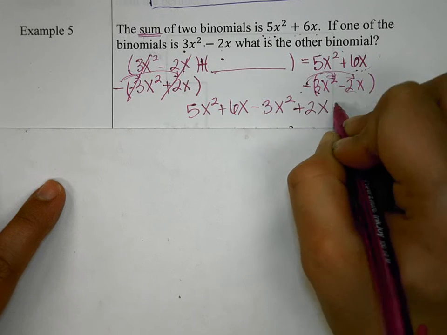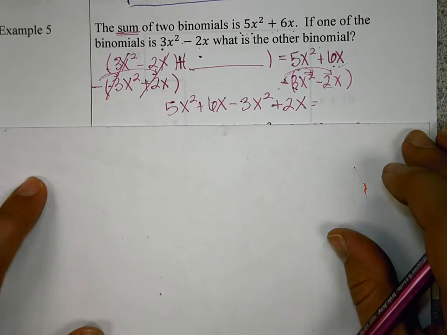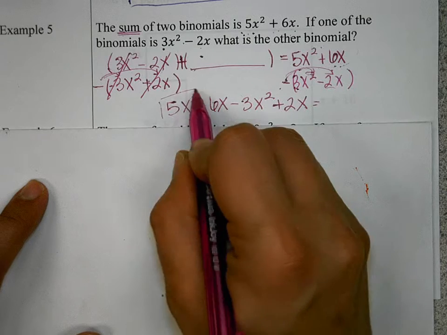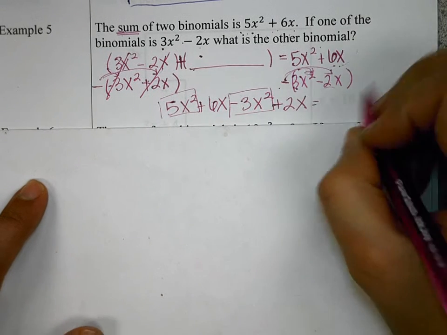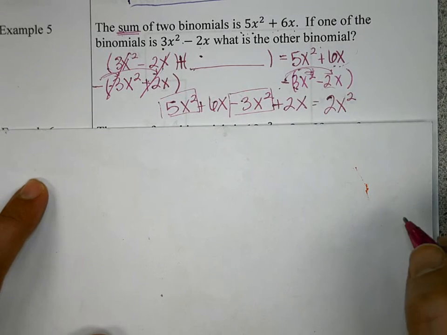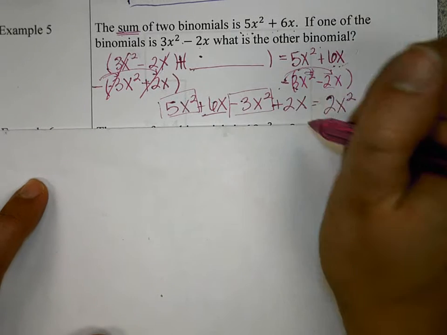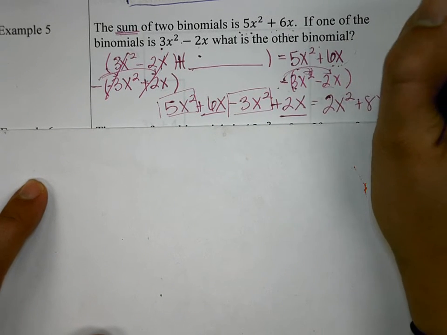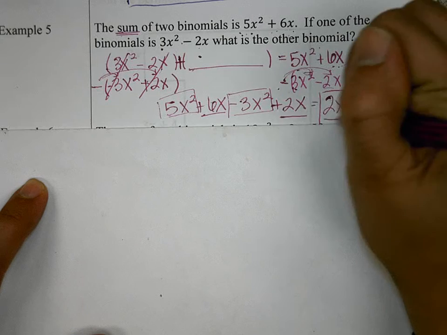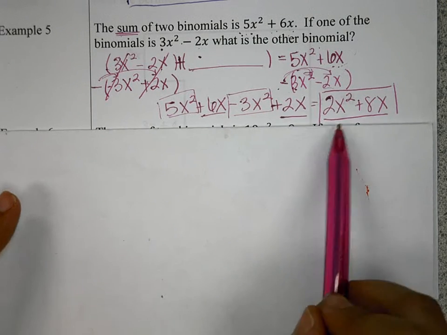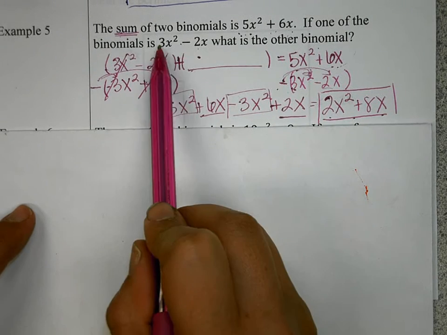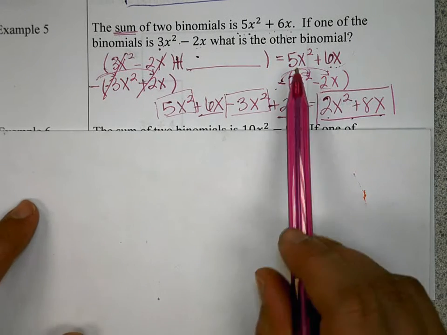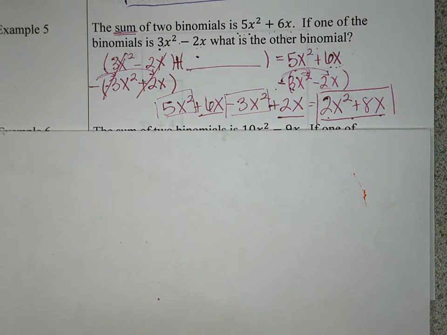So now we can combine like terms. So 5x squared minus 3x squared gives me 2x squared. And 6x plus 2x gives me plus 8x. So my answer is 2x squared plus 8x. So if I add 2x squared plus 8x to 3x squared minus 2x, I will get 5x squared plus 6x. Now I know we haven't seen a problem like this ever before, so let's do another one.